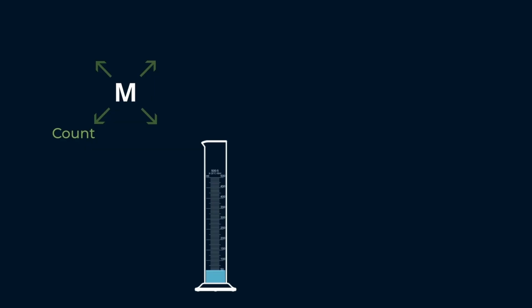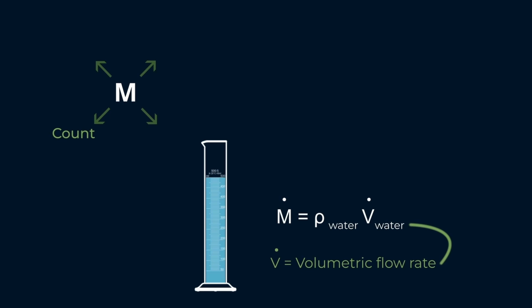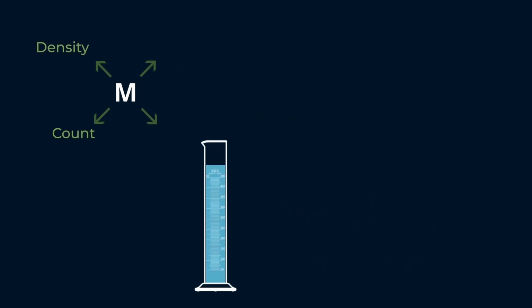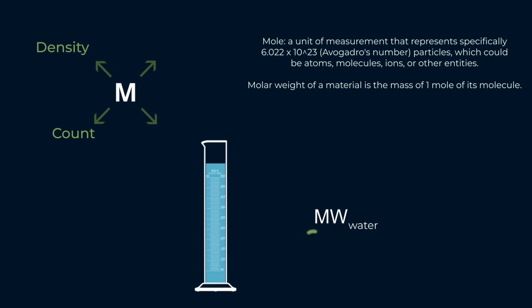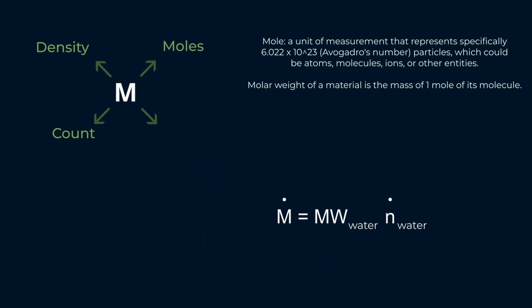For water in a measuring cylinder, we can calculate mass as density multiplied by the volume and mass flow rate as density multiplied by the rate of change of the volume, also called the volumetric flow rate. Alternatively, we can use the molar weight multiplied by the number of moles or the rate of change in the number of moles to calculate the mass and the mass flow rate respectively.